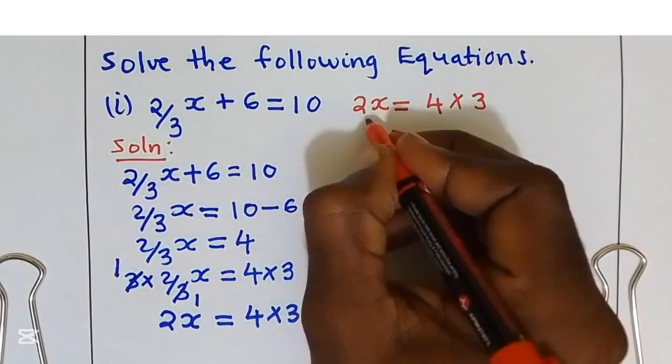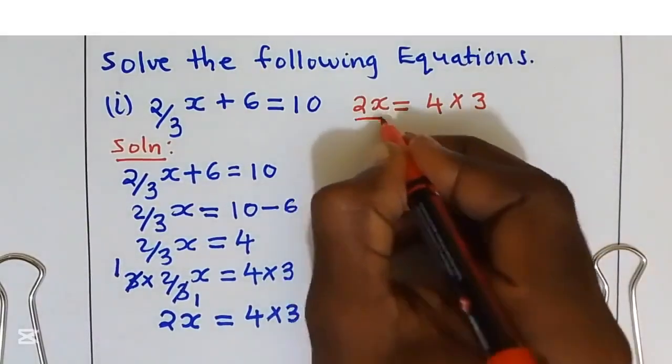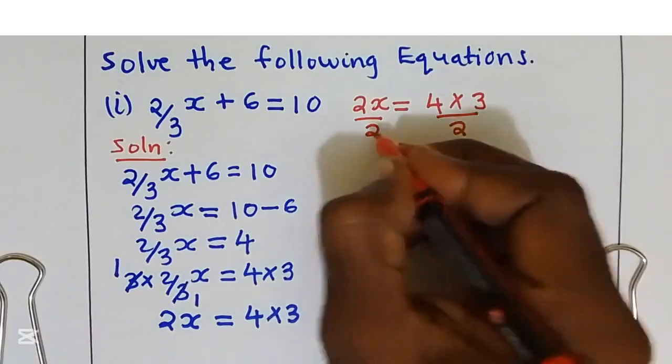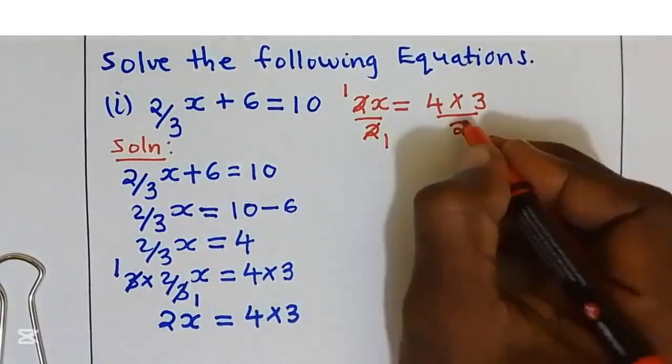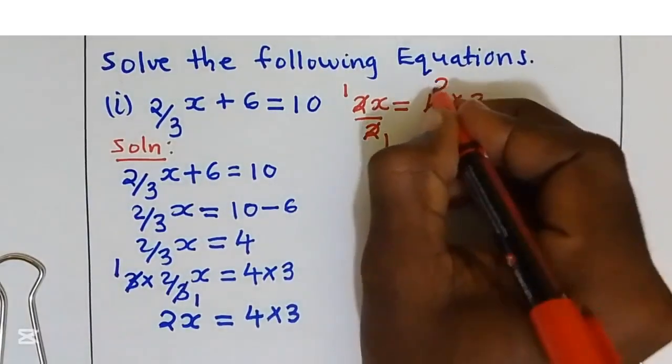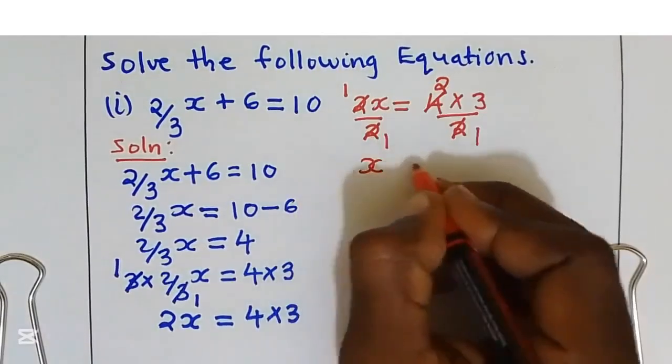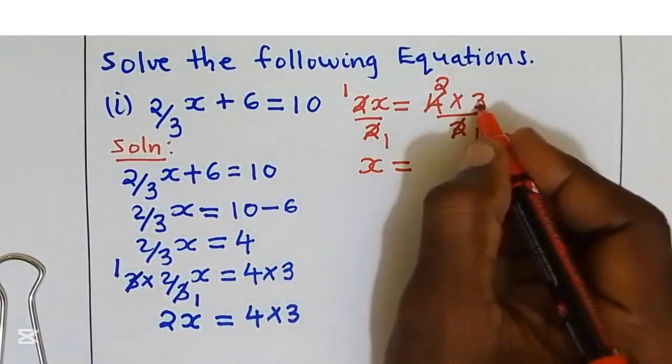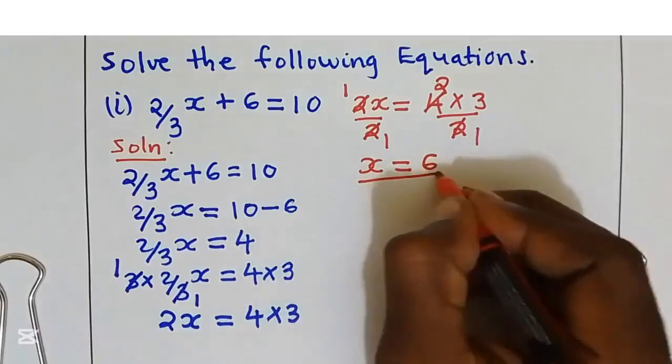I'm going to divide by 2 on both sides. By 2, 1. By 2, we get 2. The value of x is equal to 2 multiplied by 3, we get 6.